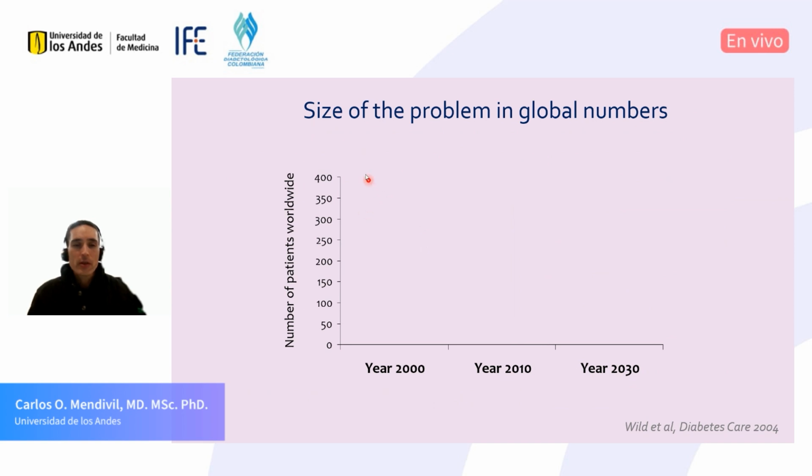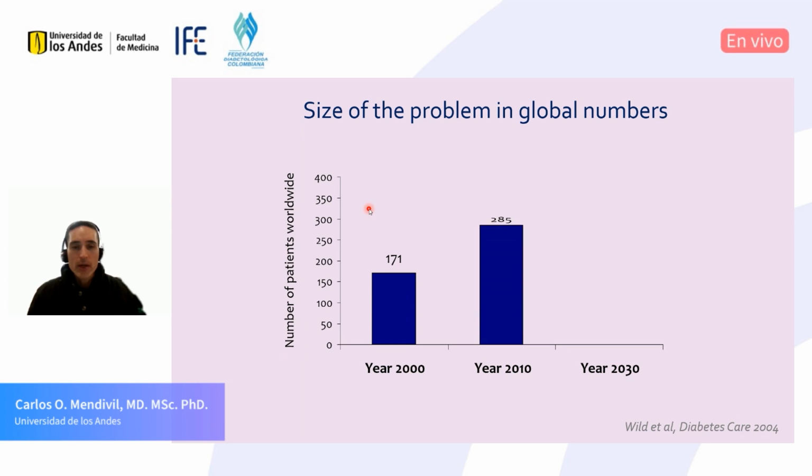So, first of all, we have to talk about the size of the problem of diabetes in global numbers. By the year 2000, it was estimated that about 171 million people in the world live with diabetes. By the year 2010, the number had already increased to 285 million, and if no action is taken, what we expect for the year 2030 is to get to 366 million people with diabetes. So, as you can tell, the problem is increasing in size, and there's no sign of it abating over the next few years. So, definitely, we need to get prepared to do a better job taking care of these patients.